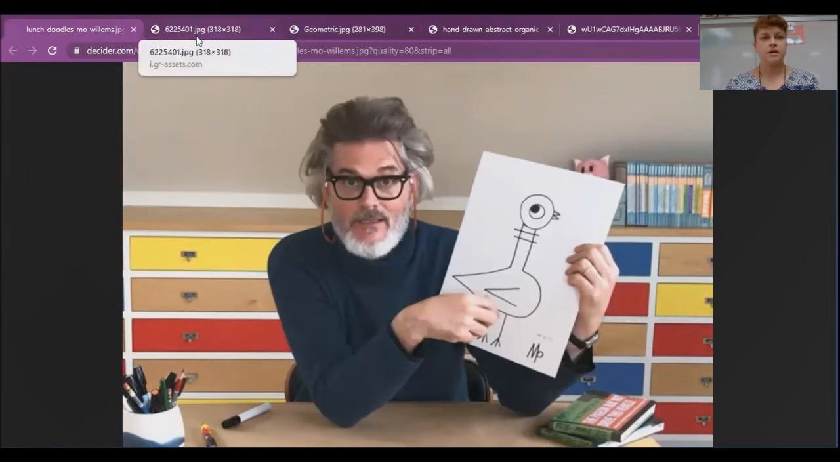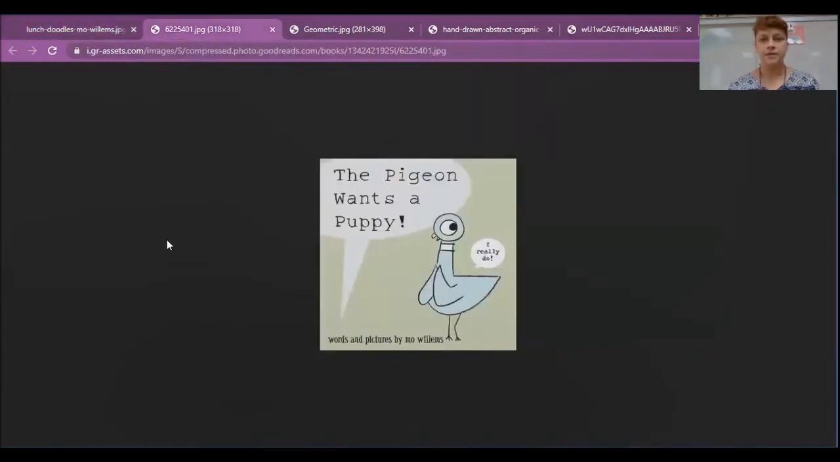And the one we're going to talk about is The Pigeon Wants a Puppy. And you can see at the bottom of the book it says Words and Pictures by Mo Willems. So he is the author and the illustrator of this book. And it's a really cute and fun book to read. And we're going to share that in class today. And then when we finish sharing the book, we're going to start to make our art project. So let's take a look at what that is going to look like.